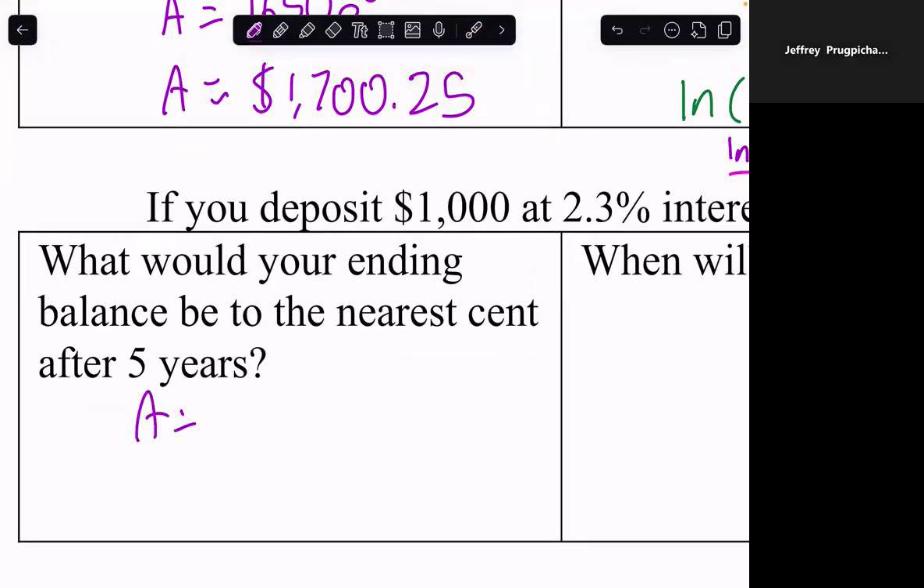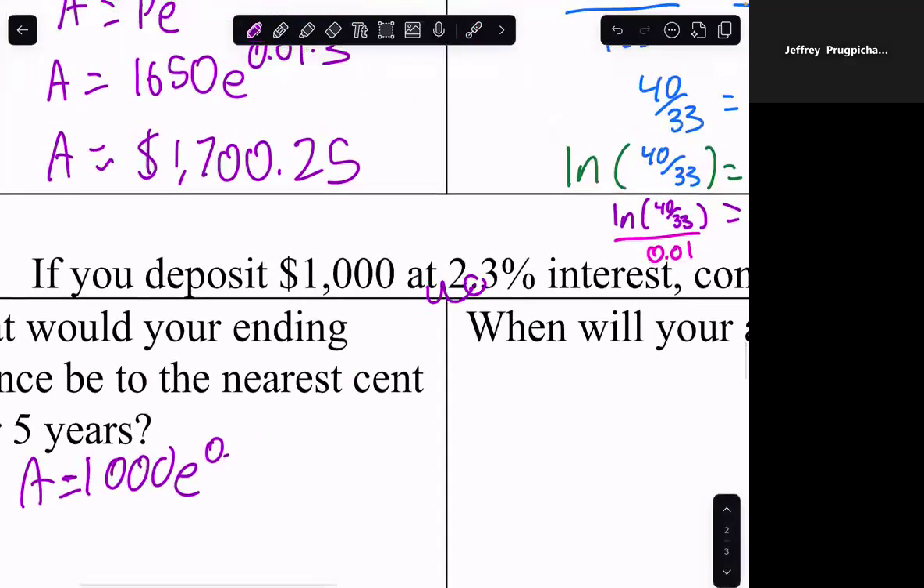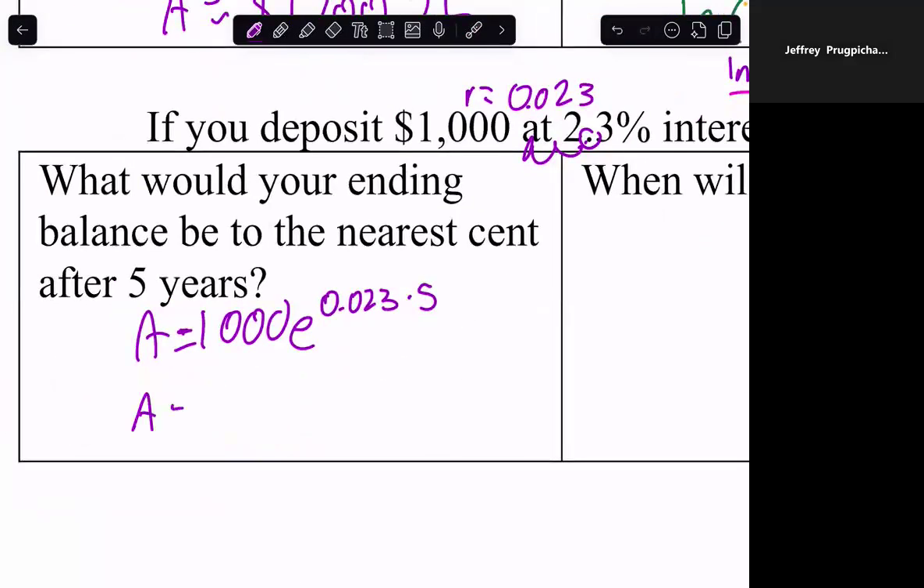Okay, so $1,000 principal, interest rate is 2.3%, which would be 0.023. And the time is given as 5 years. Okay, so again, here the variable is already by itself. So you just type the whole right side into your calculator to get $1,121.87.